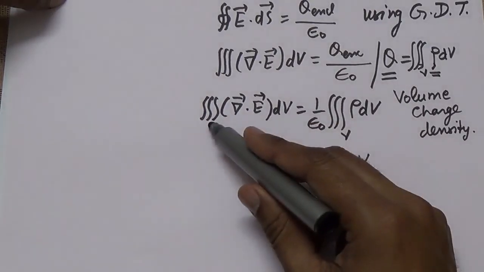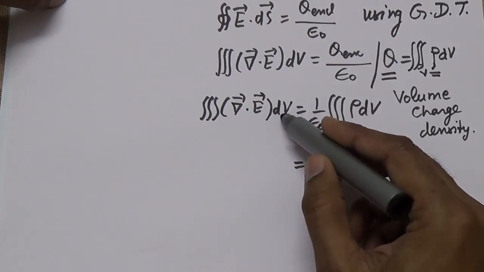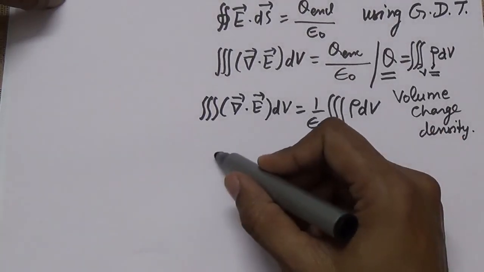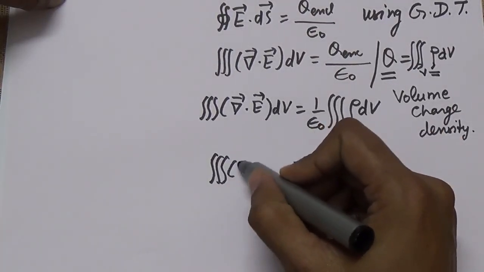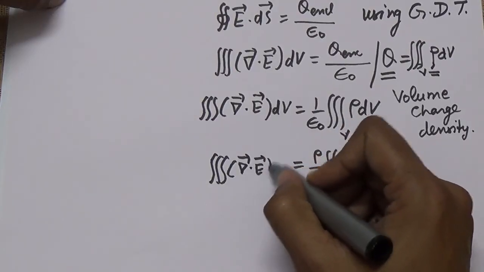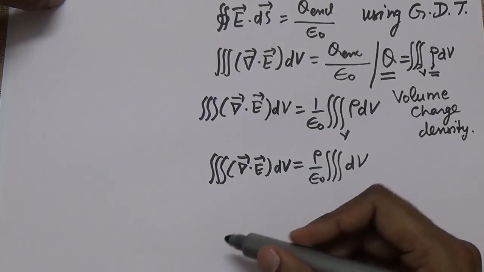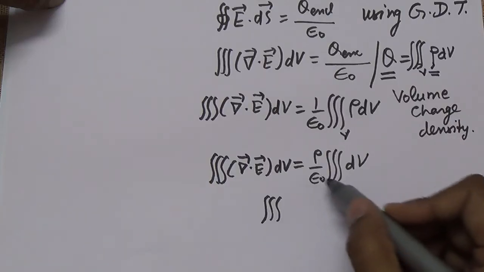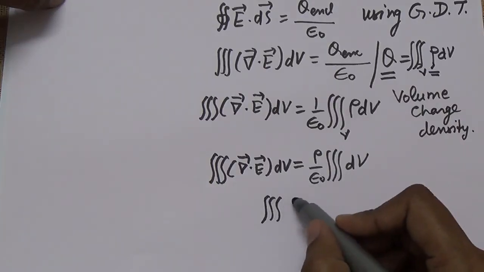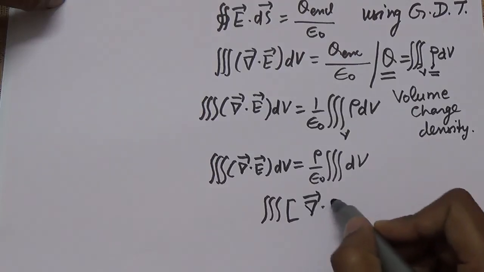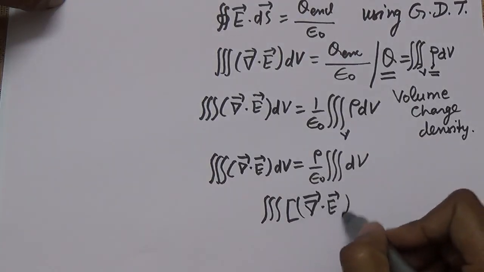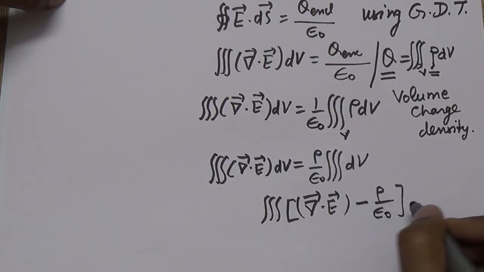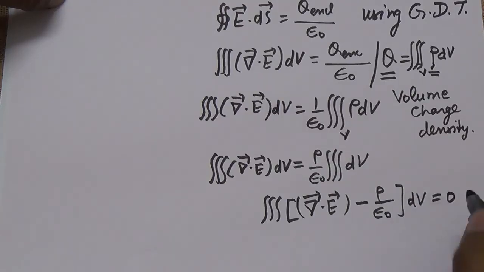So now on the left hand side you see this is a volume integral, and on the right hand side this is also a volume integral, so both sides are comparable. So the divergence of E dV on the left hand side, I can write this way, keeping it together with the right hand side: the integral of divergence of E minus rho upon epsilon naught dV is equal to 0.